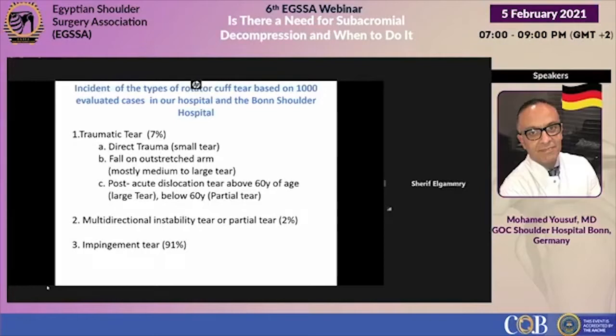The incidence of the types of rotator cuff tear, based on 1,000 evaluated cases in our hospitals, showed the presence of traumatic tear is only 7%, mostly due to fall on the outstretched hand, and multidirectional instability tears or partial tears in 2% of the cases, while the outlet impingement tears were present in 91%.